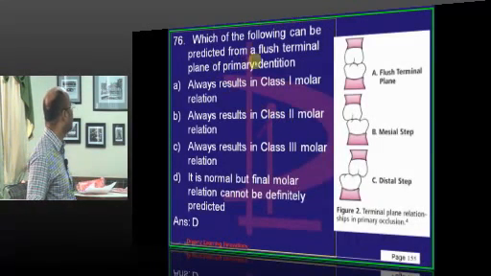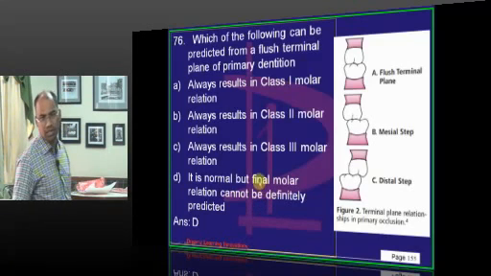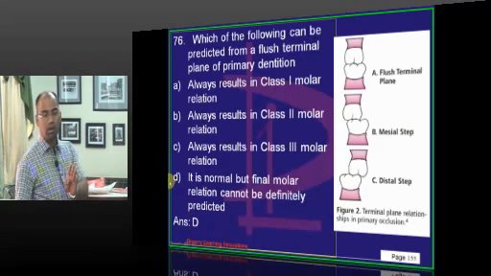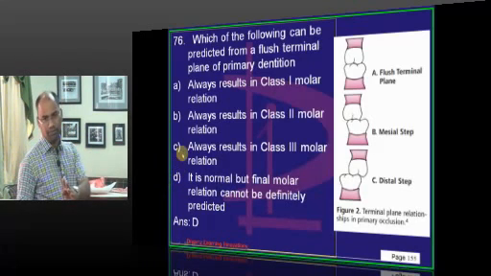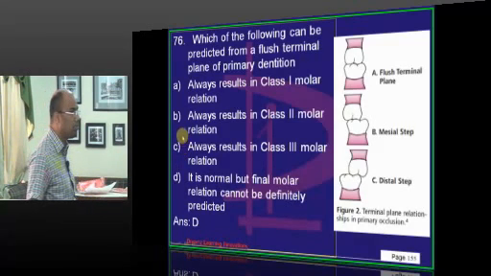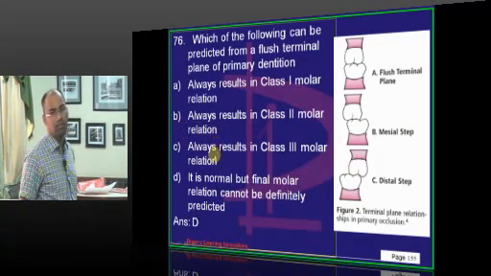Which of the following can be predicted from flush terminal plane in primary dentition? Always result in class 1, we do not know. Result in class 2, class 3, we can't tell. It is normal, but the final molar relation cannot be definitely predicted, because a flush terminal might end in end-on, or it might end in class 1 also, because of your mesial shift. So it is absolutely normal, but you can't predict the final molar relationship.